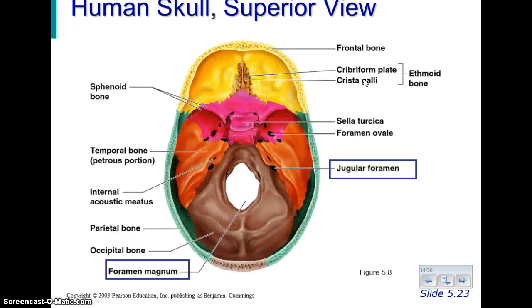This is from a superior view, so it's as if you are looking into and at the bottom of the skull, but from the inside. So we see the foramen magnum here in the middle. The other foramen that I want you to know is the jugular one. You notice there's a bunch of other ones, but you only need to know these 2.